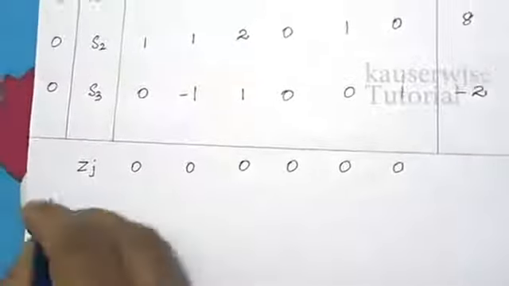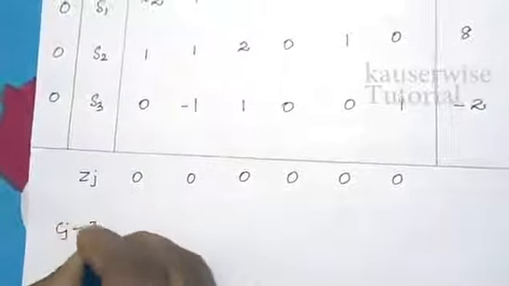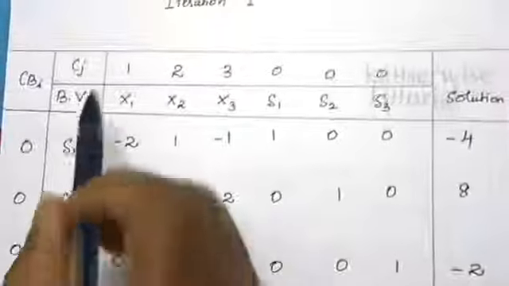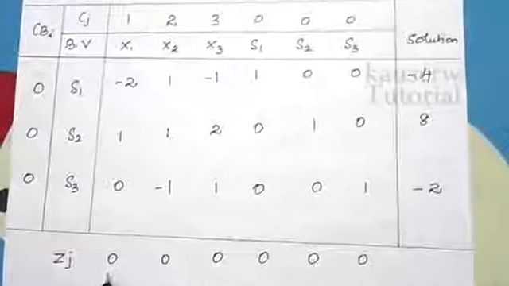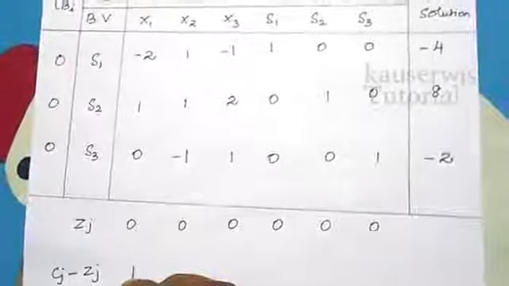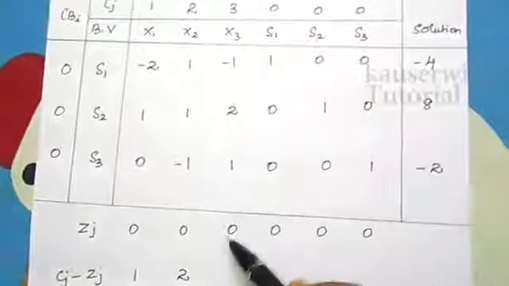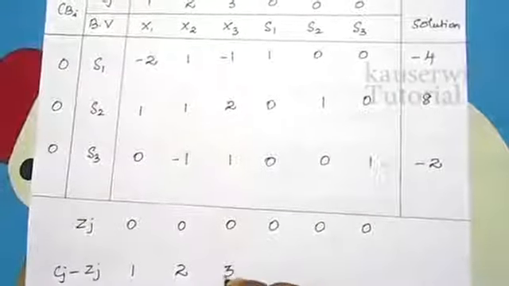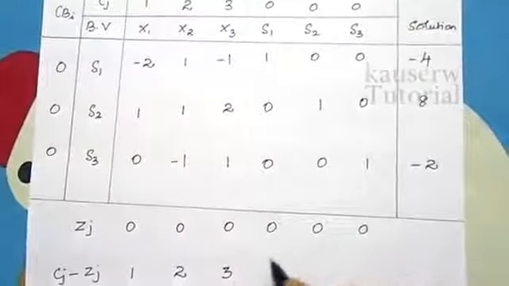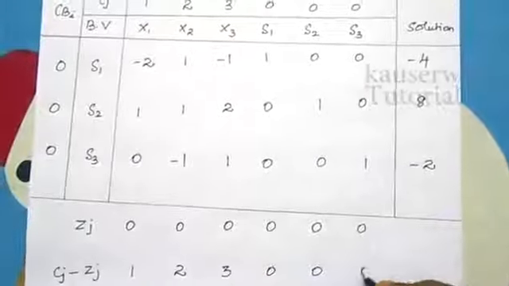The next step is we need to find the Cj minus Zj value. Look at the Cj values. Cj is 1, and Zj is 0, so 1 minus 0 is equal to plus 1. 2 minus 0 is equal to 2. Then 3 minus 0 is equal to 3. 0 minus 0 is 0, 0 minus 0 is 0, 0 minus 0 is 0.